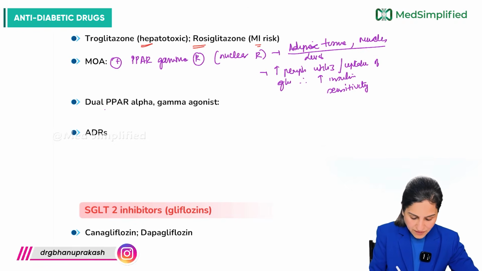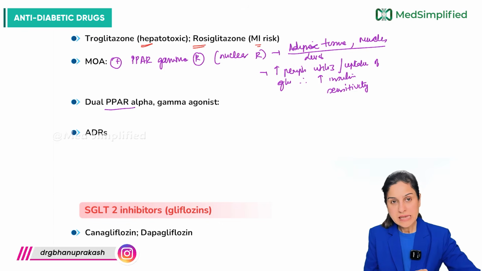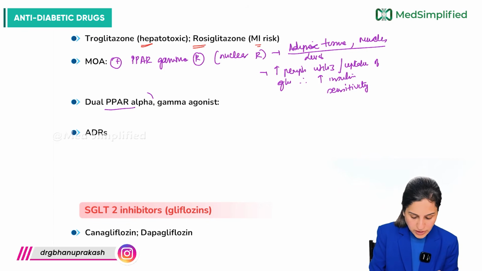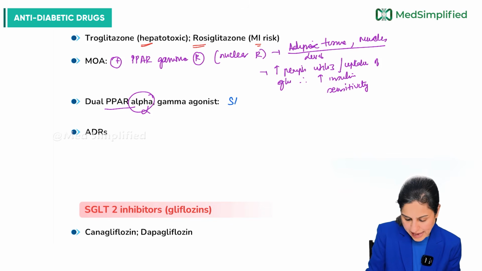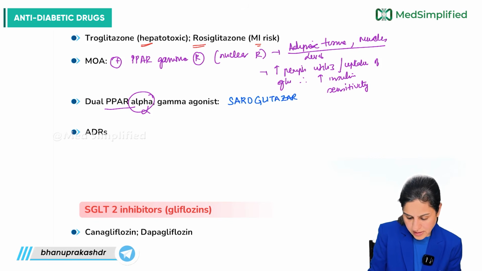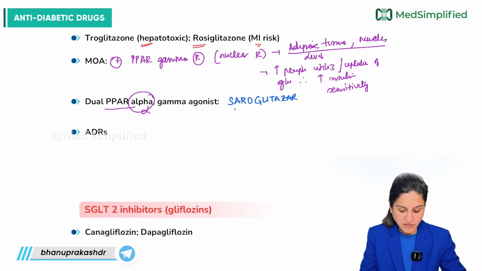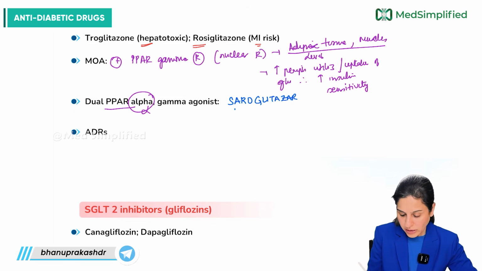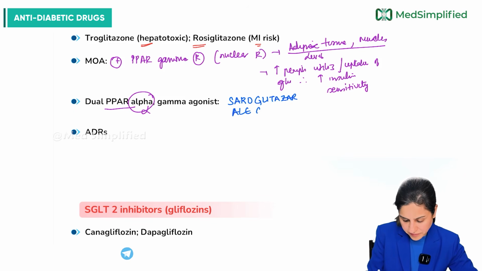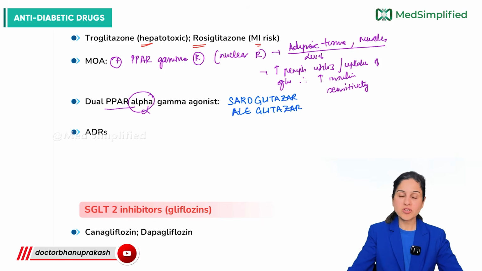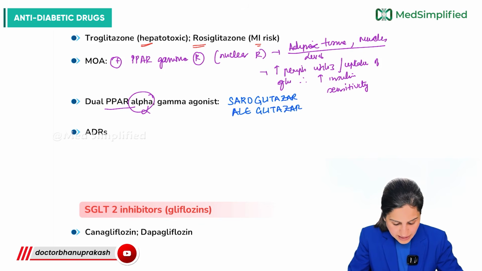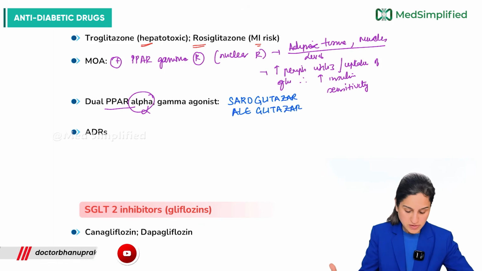Now we have a drug which is not only an agonist on the PPAR gamma but also an agonist on the PPAR alpha. So the drug name is saroglitazar. Saro means all, so it is both an alpha as well as gamma agonist, right? Another we have elafibranor. Alle means all in English. So saroglitazar and the other, both are going to stimulate both receptors.